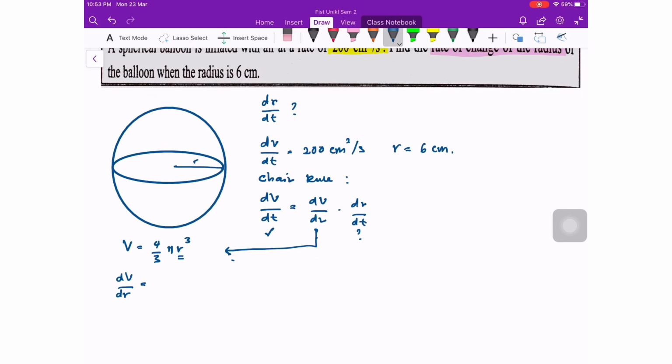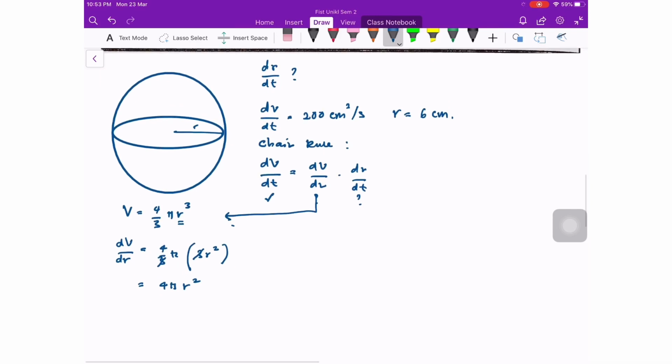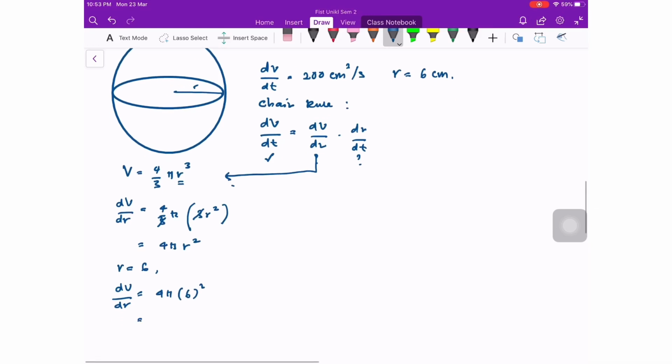Here we will have 4 over 3 pi. This is a constant, so we take it out. r cube we differentiate, and we get 3r squared. Now we simplify. This 3 we can simplify, then we have 4 pi r squared as dV over dr. Remember, we have a value of r, which is 6. Then dV over dr is 4 pi times 6 squared, which is equal to 144 pi.